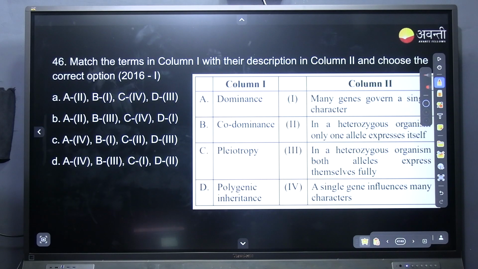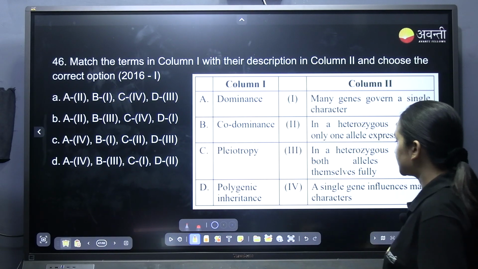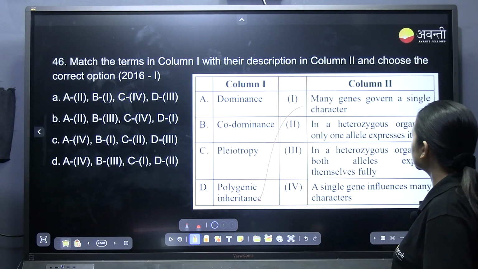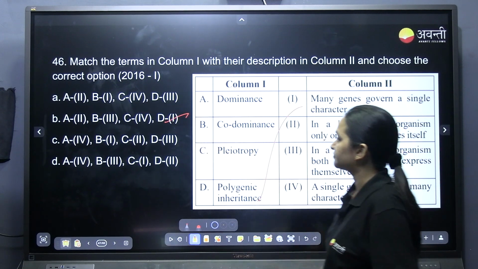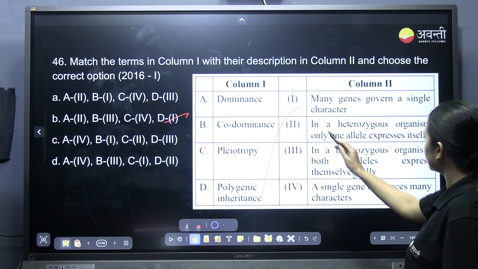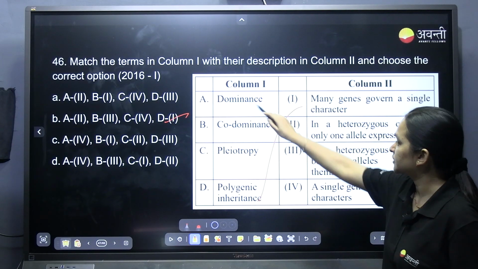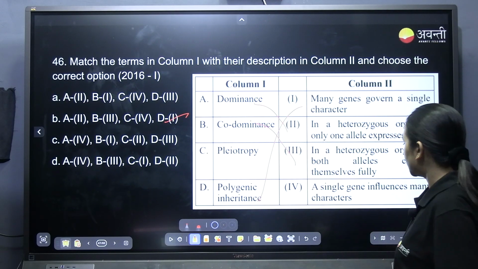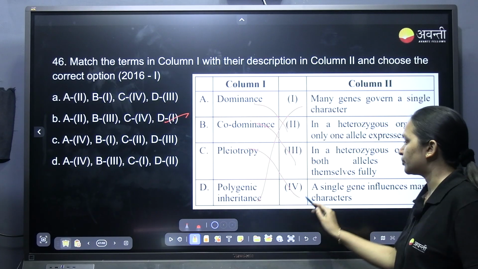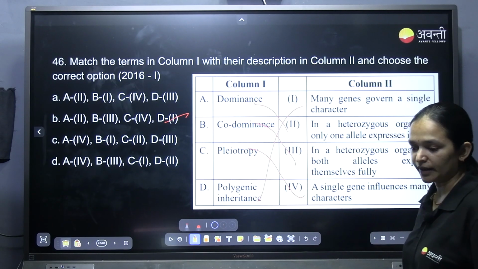Match 1 and 2. Dominance. Many genes govern a single character, that is polygenetic inheritance. D1, you got the answer D1 here. Pleiotropy. Basically, in a heterozygous organism, only one allele expresses itself, that is dominance. In a heterozygous organism, both alleles express themselves fully, codominance. A single gene influences many characters, pleiotropy. Is it matching? A2, B3, C4. Yes, it's matching.